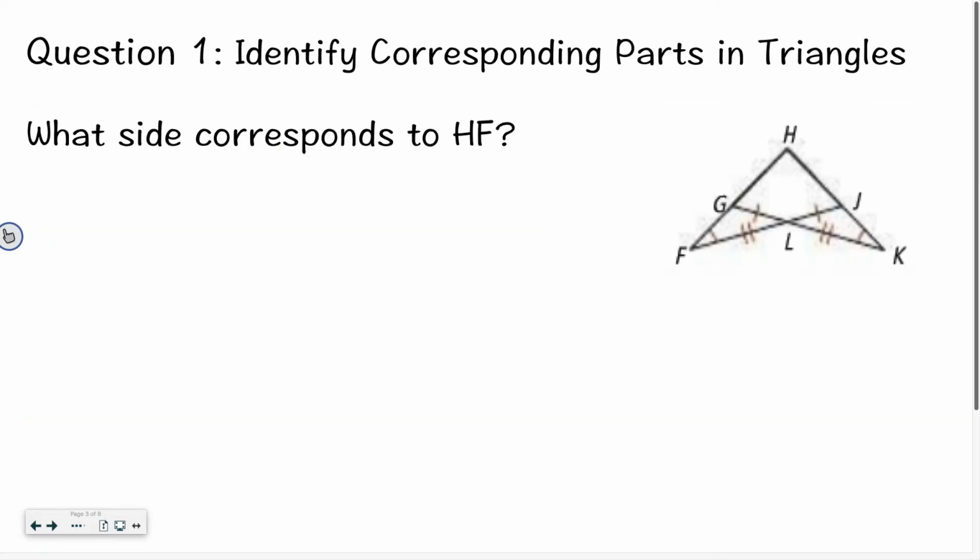Here's a question for you to try. If you look at this figure, what side corresponds to segment HF? Hopefully you said side HK. That would be segment HK. Hopefully you said segment HK would correspond to segment HF. If you have questions about that, please be sure to let me know, and I'm happy to help you.